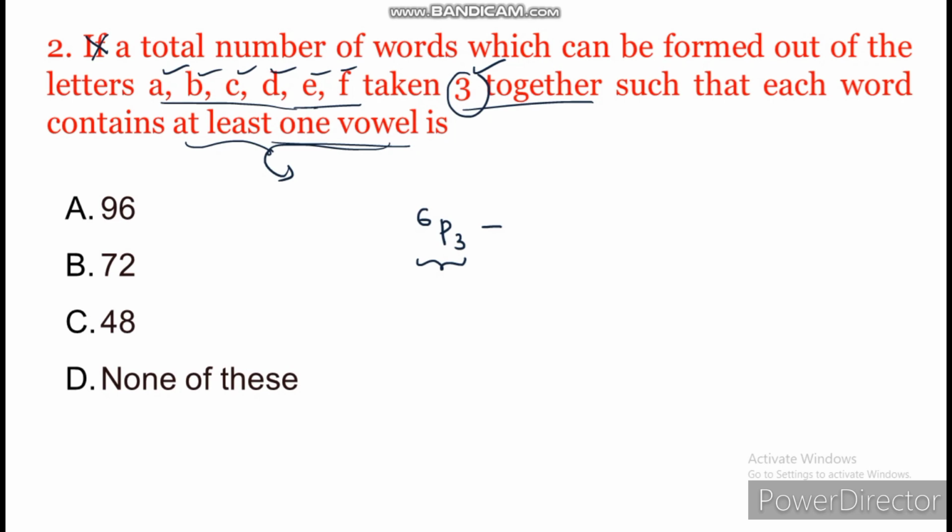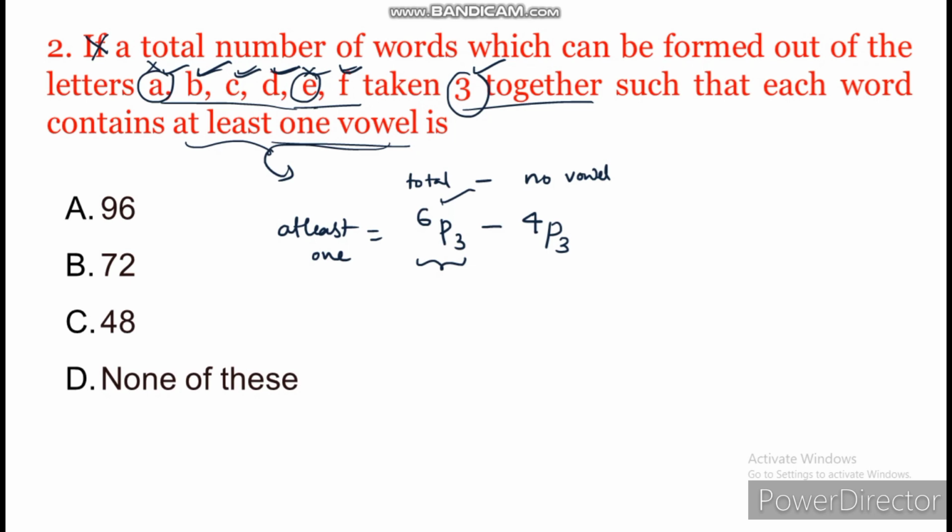At least one vowel means in total I will subtract no vowel. This is the total. No vowel means I leave out A and E, because they are vowels. What will we get? B, C, D, F. How many are left now? 4 are left. In that I should arrange 3 letters.